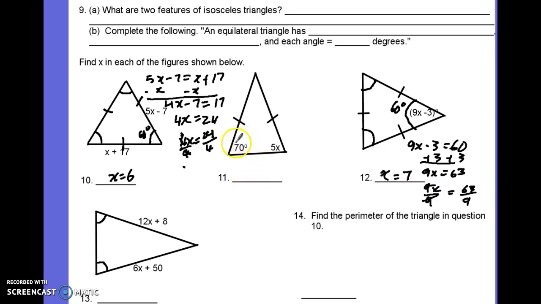And finally, with the isosceles triangle, once you see a mark like this, that means the base angles would be the same, and the setup would be 5x equals 70.